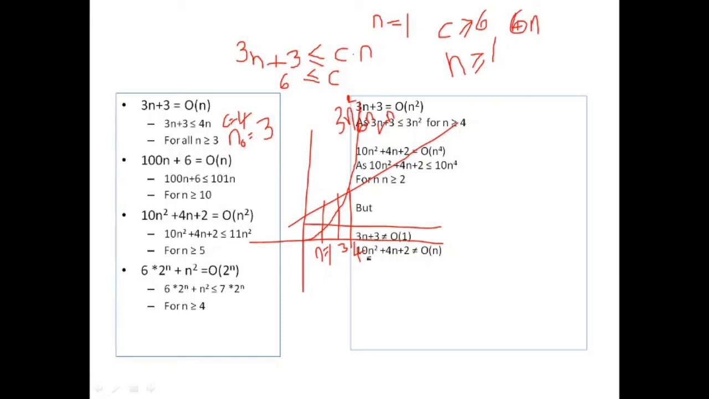Similarly, you cannot say 10n squared plus 4n plus 2 is order of n either. It has to be at a higher level. But you can say for this function, 10n squared plus 4n plus 2, order of n raised to 4. The closest bounding function is order of n squared. Okay, I hope this Big O notation is clear with these examples.